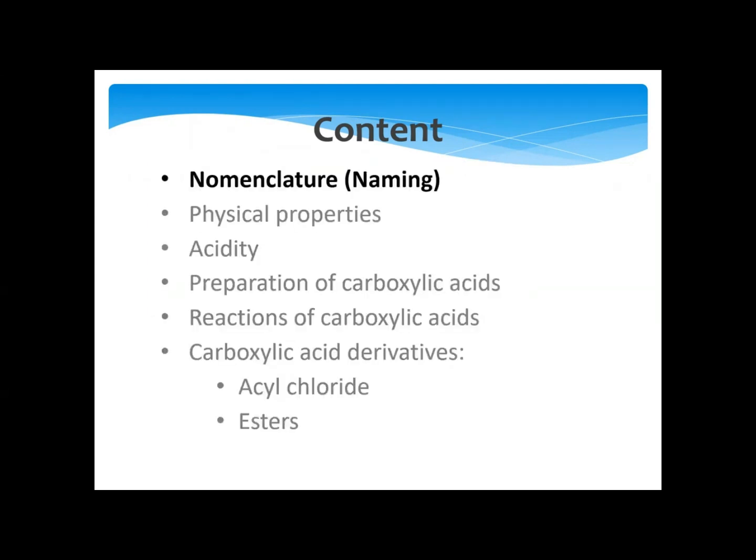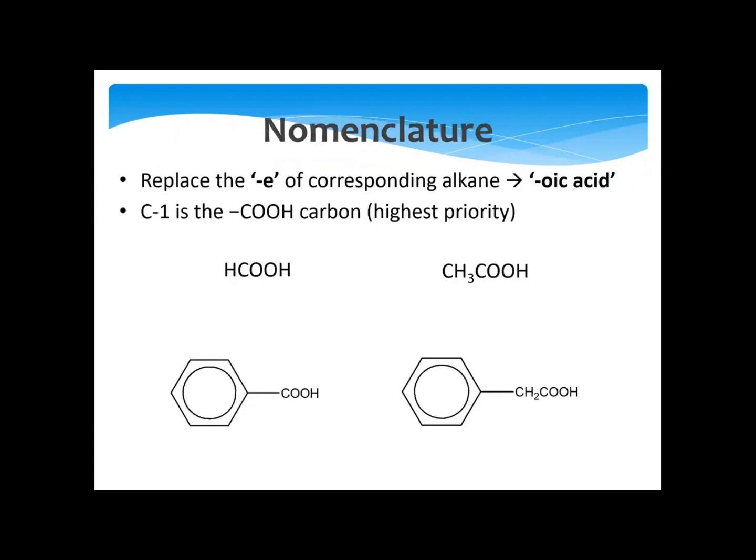Okay, so for nomenclature, we will replace the E of the corresponding alkane with oic acid. Remember that the carbon in the COOH group will be carbon number 1. So let's take a look at a few examples. The first example only has 1 carbon. If there's only 1 carbon in the alkane, it'll be methane, so this carboxylic acid will be methanoic acid.